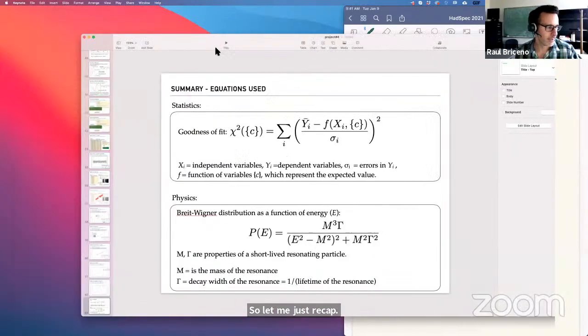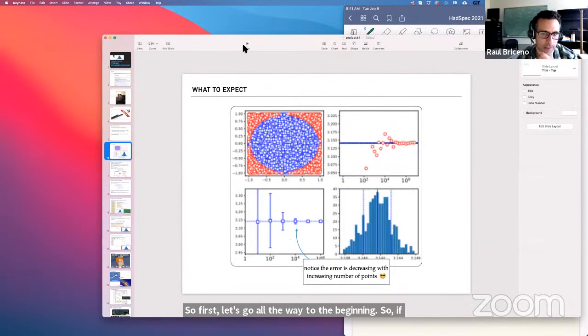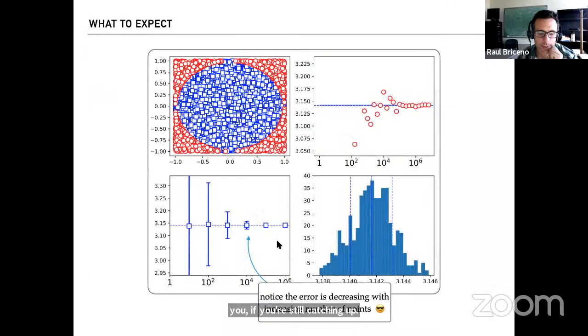So first, maybe let's go all the way to the beginning. If you're still catching up, don't worry. The project that you need to do from last week is to calculate pi using random numbers. Okay, so that's the first thing that you need to do. Are there any questions? If there's any questions about each one of the projects, just ask them. So the first one is to calculate pi using random numbers.